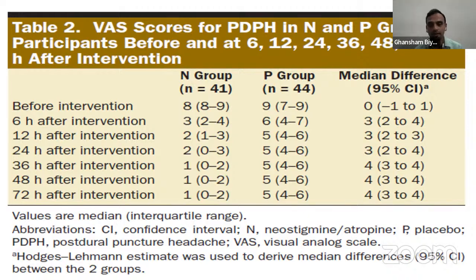So look at this one. If you can look into both the groups, you can imagine the type of the headache these patients have. That is why I say, if you see a case of PDPH, you will never forget in your life how debilitating this feature is. So they were scoring a very high VAS score of 8 to 9 or 7 to 9, both in the groups.